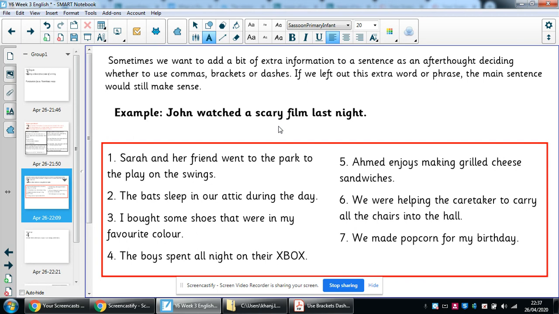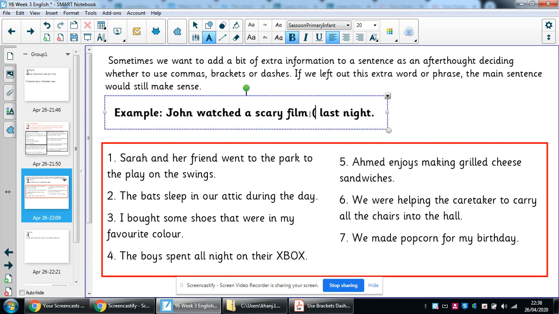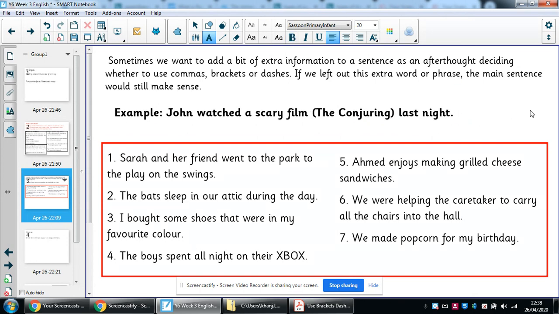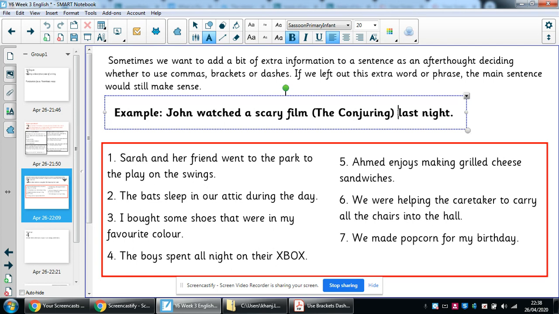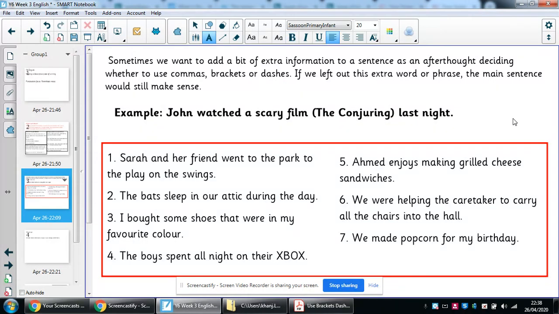Now, to make this sentence more interesting to the reader, what film was he watching? I might add The Conjuring, a scary film. Okay, so now the reader knows what film he watched last night. But this information, if I take it off, it still makes sense. So I'm going to add it in again. John watched a scary film, The Conjuring, last night.